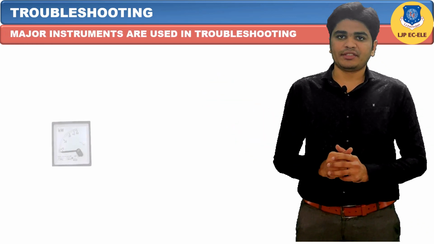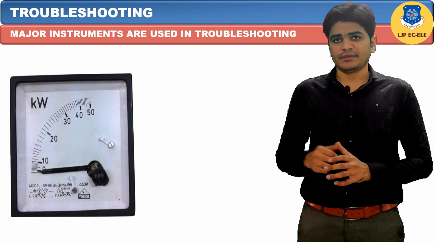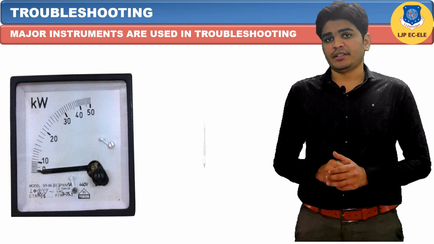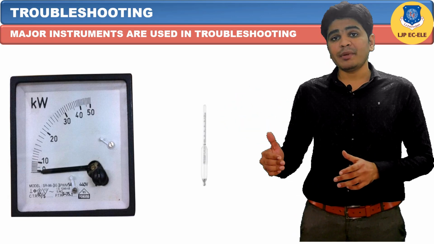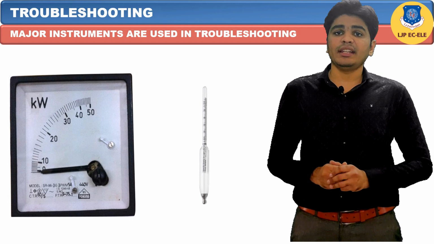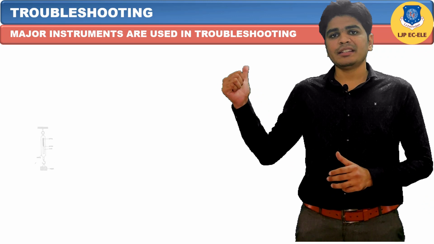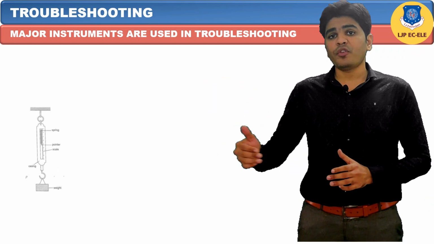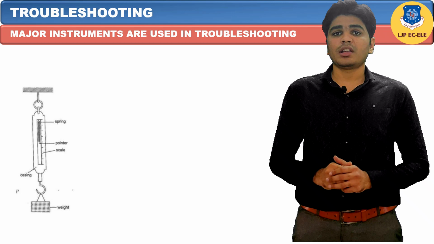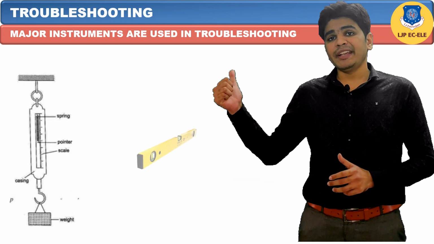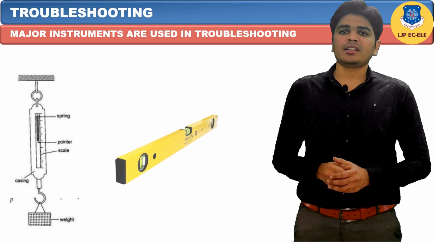Now, here are some figures of other instruments. First one is the wattmeter. It is used for measurement of power. Second one is the hydrometer. It is used for measurement of specific gravity of the electrolyte of the storage battery. Then spring balance. It is used to measure spring pressure on the commutator and slip ring. Other is the spirit level, and it is used to check the level of the machine.